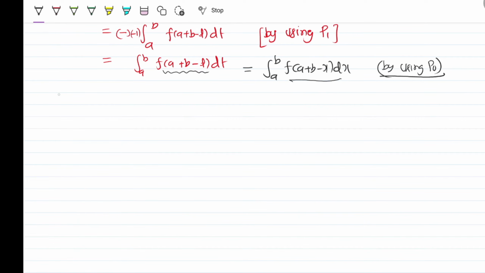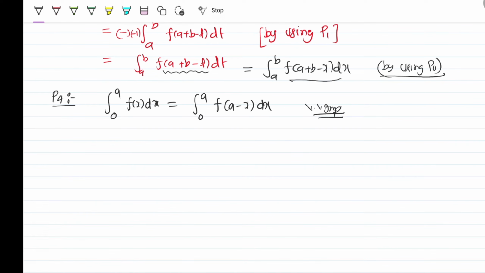Now p4. This p3 and p4 we can treat like king property. Very useful. Later we will discuss this. So what is p4 property? p4 property says that integral 0 to a f(x) dx equals 0 to a f of a minus x dx. This is very important. When you do the NCERT solutions in definite integration, 80% of the time you will be using this property. So let's see the proof.